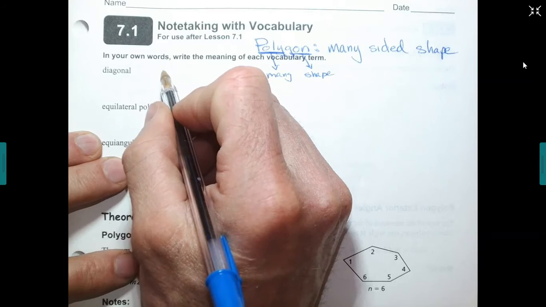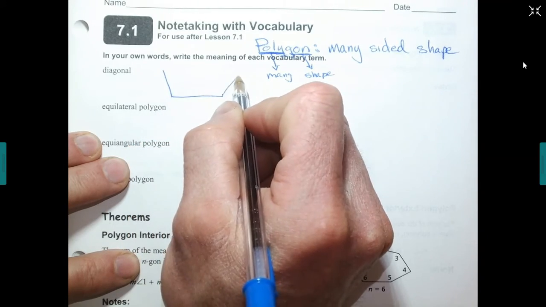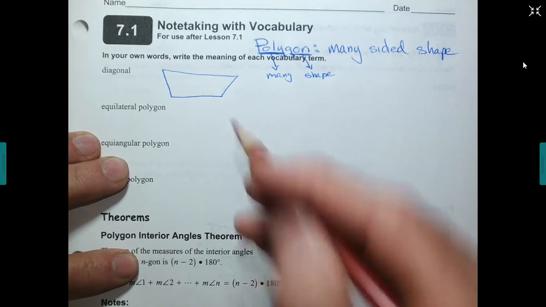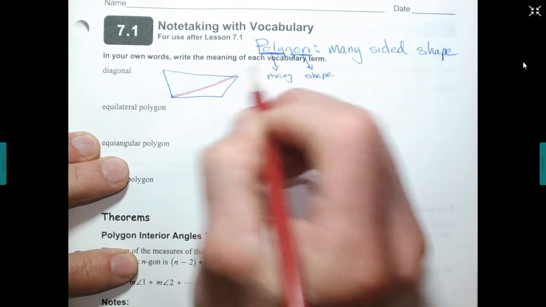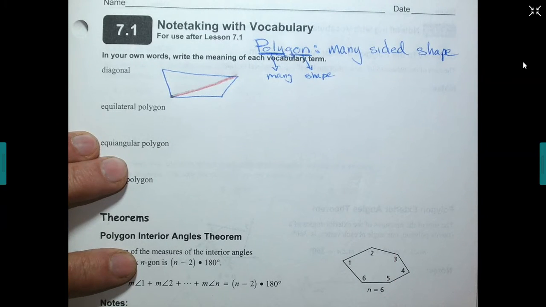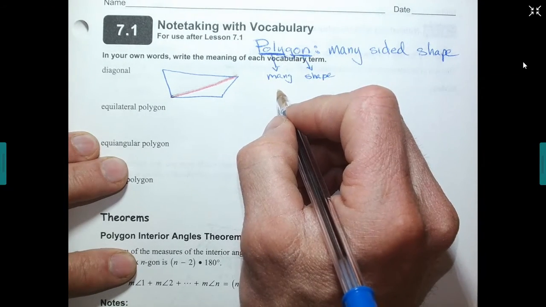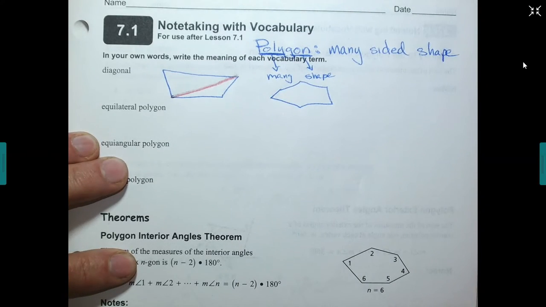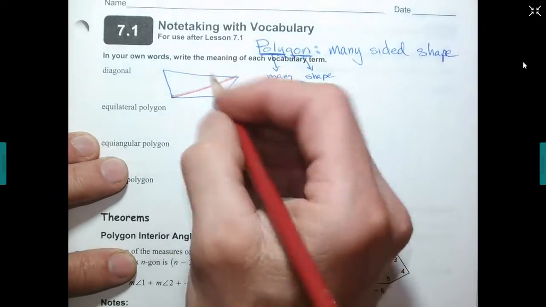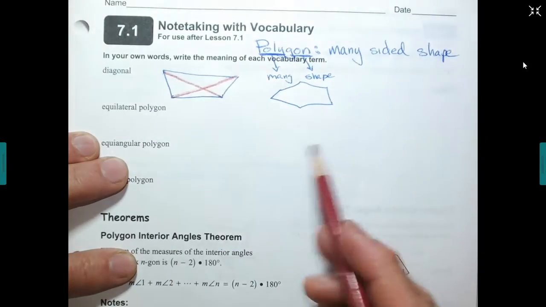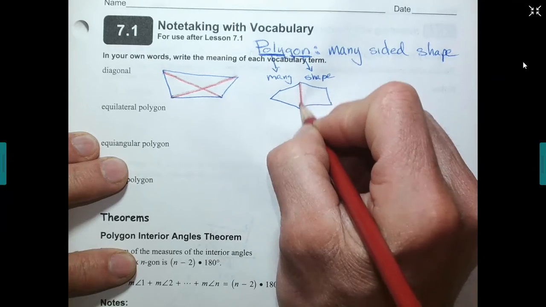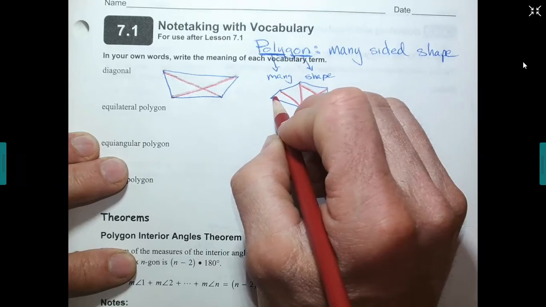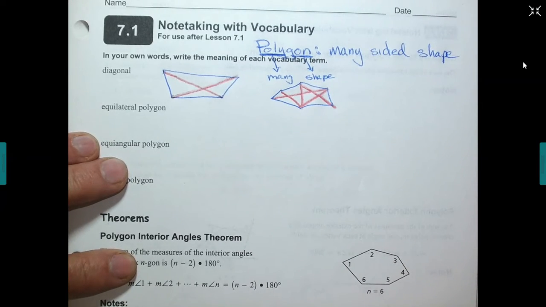Well, a diagonal is something that goes across a polygon. So a diagonal, that would be your diagonal. What if I had a shape like this? Well, I could have many diagonals. This one has two diagonals, right? This is another diagonal. So there's two diagonals. Here, we've got a diagonal. There's a diagonal. There's a diagonal. There's a diagonal. So we've got many different diagonals in here.